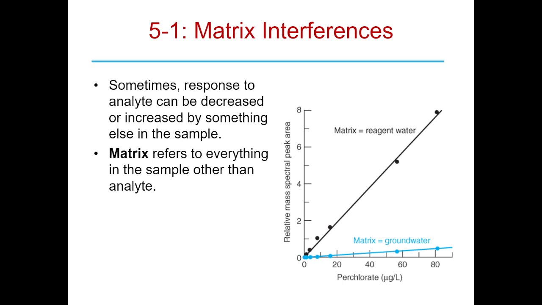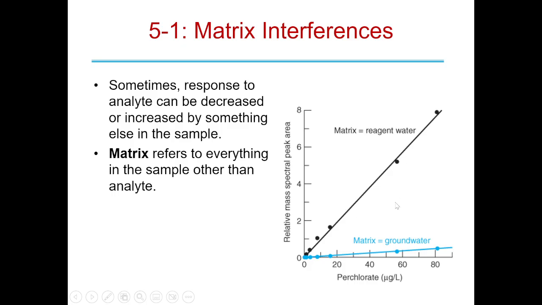Matrix interferences. Sometimes responses to analytes can be decreased or increased by something else in your sample. So remember this word matrix. It is exactly what you might think it is, but a lot of people get confused. Okay? So a matrix is going to refer to everything in the sample other than the analyte. Remember the Matrix movies? It's like that. The analyte lives in the matrix, right? So everything around them is the matrix. I know. Kind of a terrible example, but it works, doesn't it?